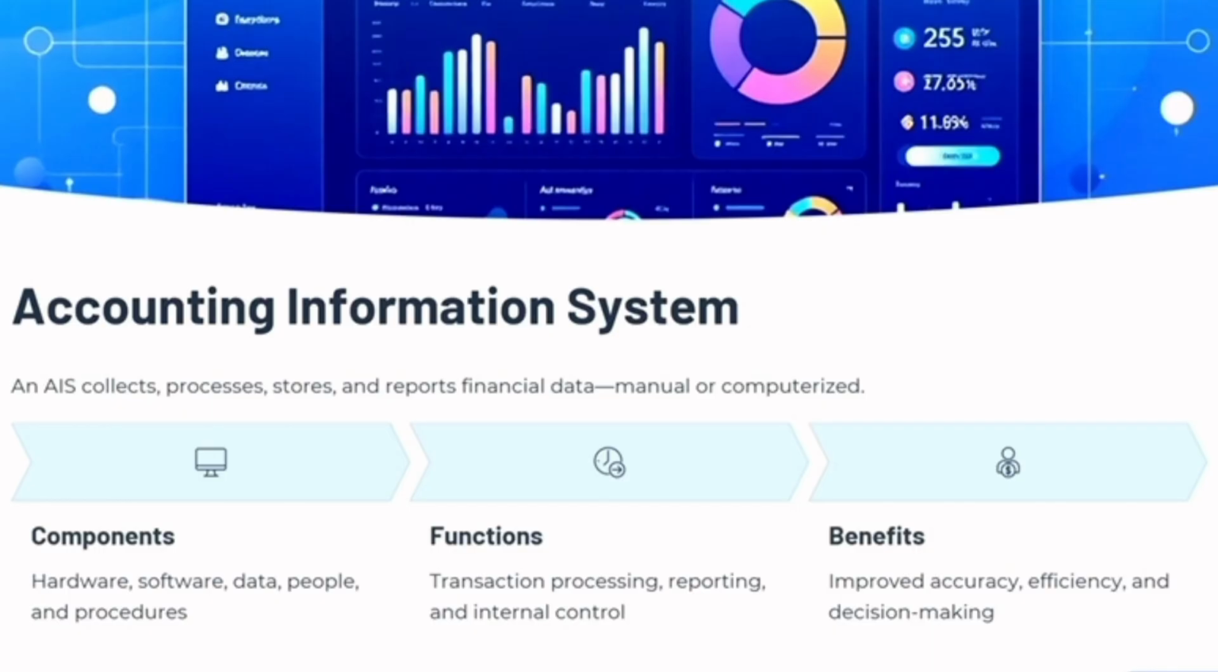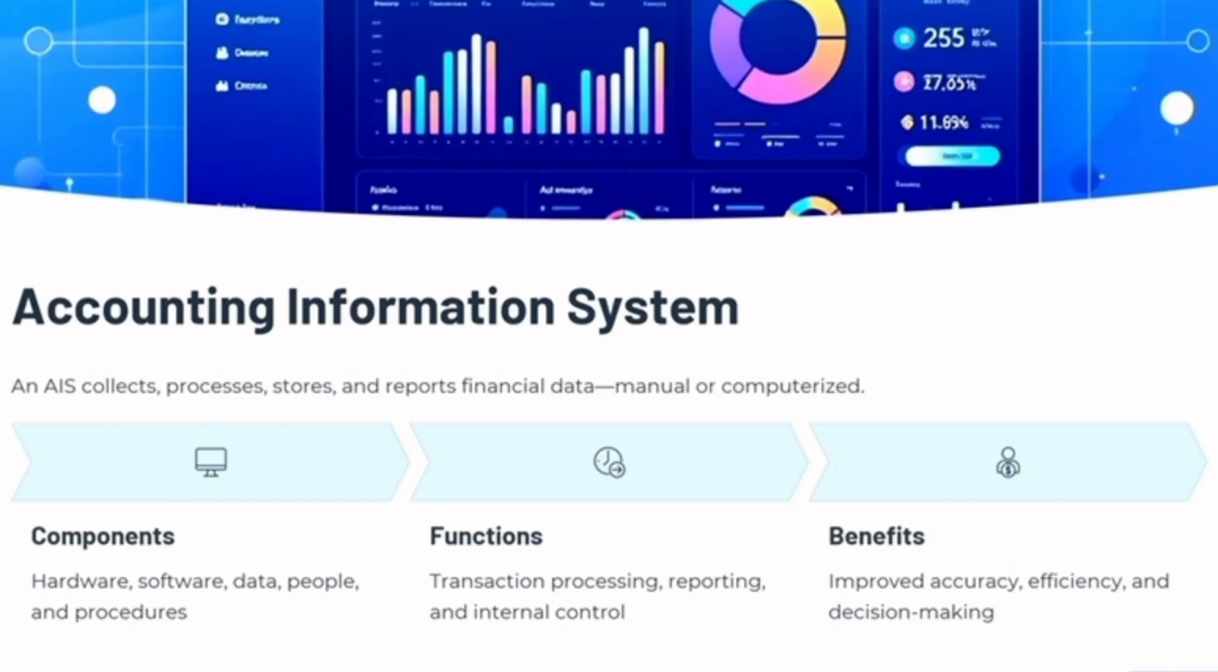Once the data is collected, the system processes it into useful reports such as ledgers, trial balance, financial statements, and analysis reports. These reports help managers, accountants, and decision makers to understand what is happening in the business and plan for the future. A modern AIS usually uses computer software to make work faster, more accurate, and more secure. Overall, AIS ensures that the financial information flows smoothly from the moment a transaction happens until it becomes meaningful information for decision making. Components of AIS.